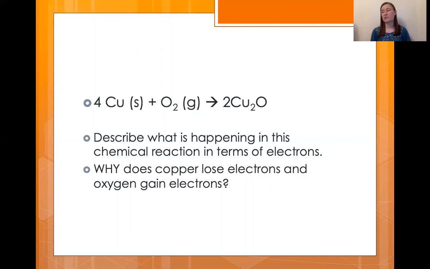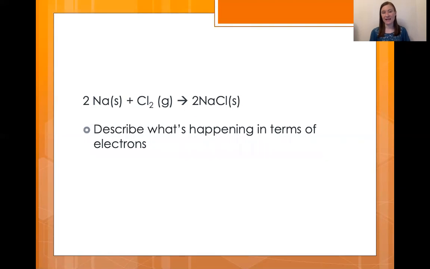So we can explain this in terms of the periodic trend of electronegativity, the type of element that we have, or in terms of the octet rule. Let's go ahead and look at another reaction. Take a look at this reaction and tell me what's happening in terms of electrons.